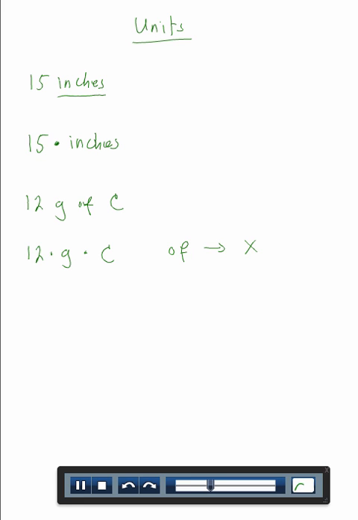If we had the density, say 4 grams per 3 milliliters, the word "per" means divide. So algebraically, we have 4 times grams divided by 3 times milliliters.